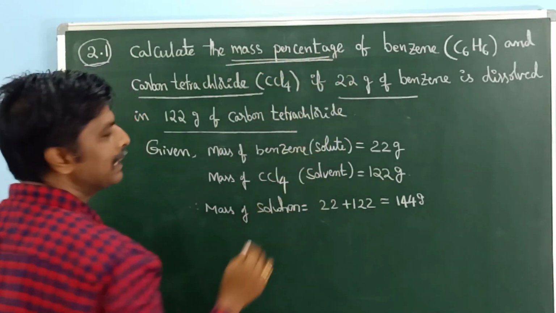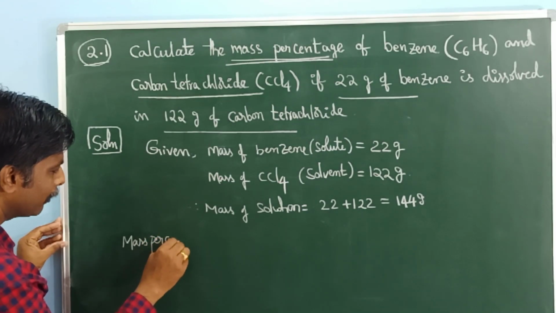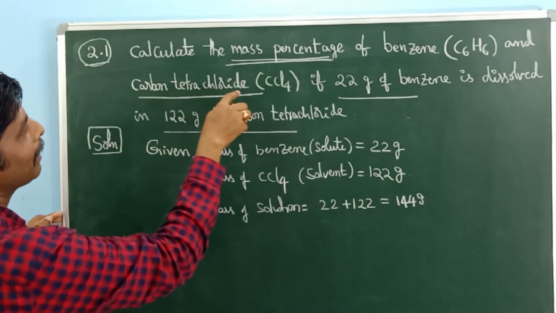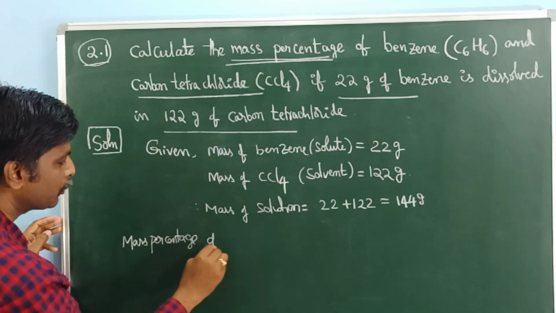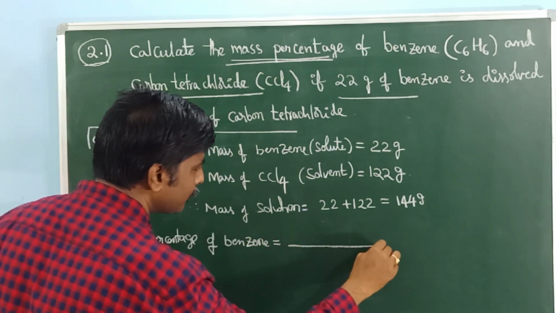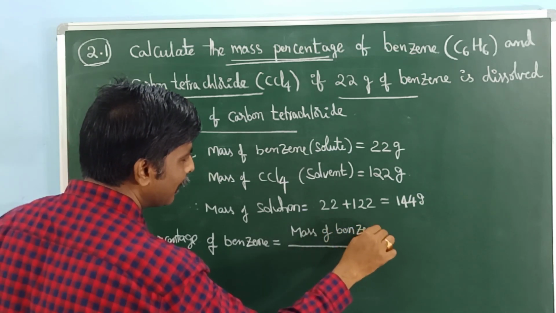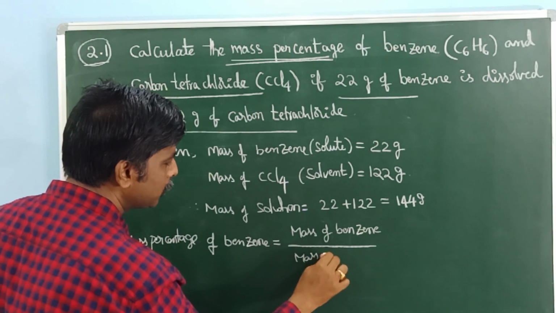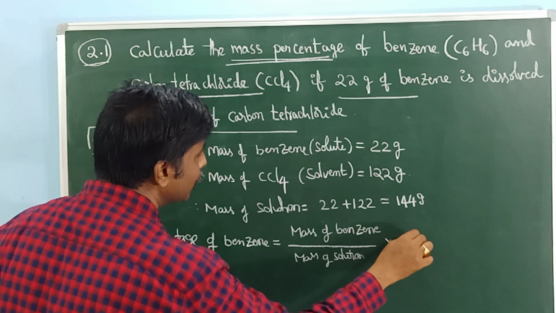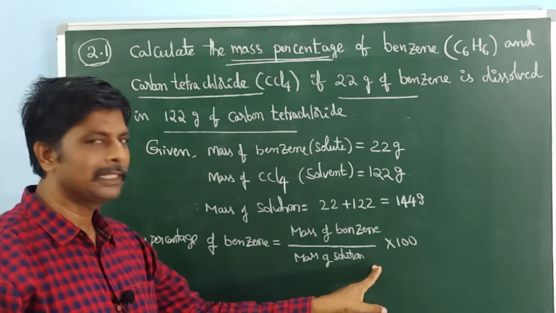Now the mass percentage. You have to calculate the mass percentage of benzene and the mass percentage of carbon tetrachloride. First I will calculate the mass percentage of benzene. Mass percentage of benzene is equal to mass of benzene by mass of solution into 100. So this is W by W percent: weight of solute by weight of solution into 100.